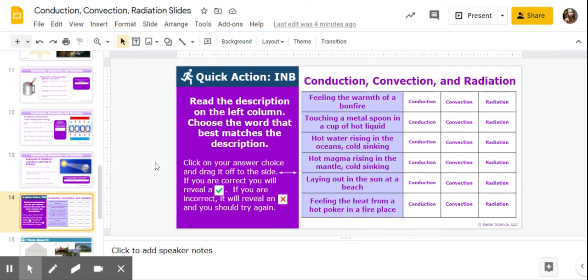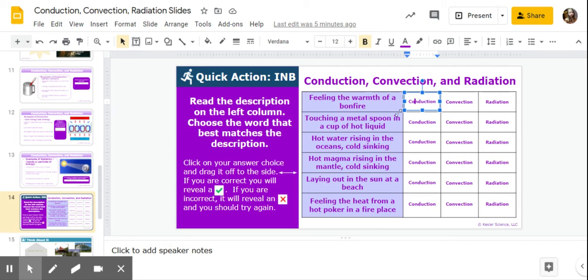All right, 14. This one you are going to do on your own. Read the description on the left column. Choose the word that best matches the description. Click on the answer choice and drag it off to the side. If you are correct, you will reveal a check mark. If you are incorrect, you'll reveal an X and try it again.